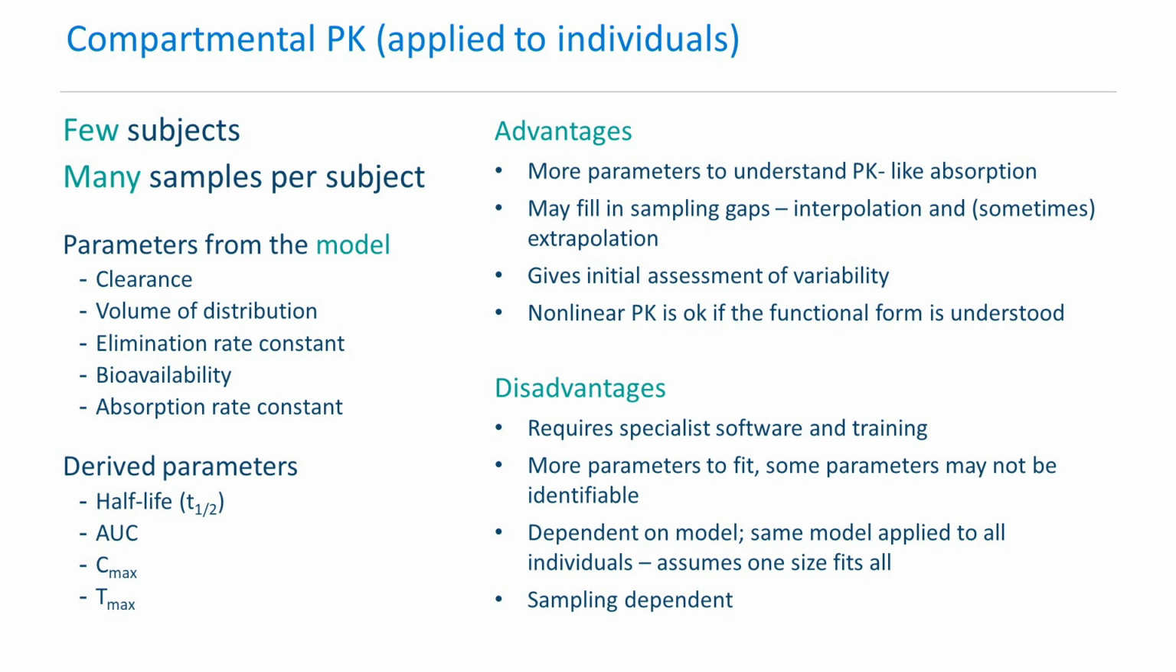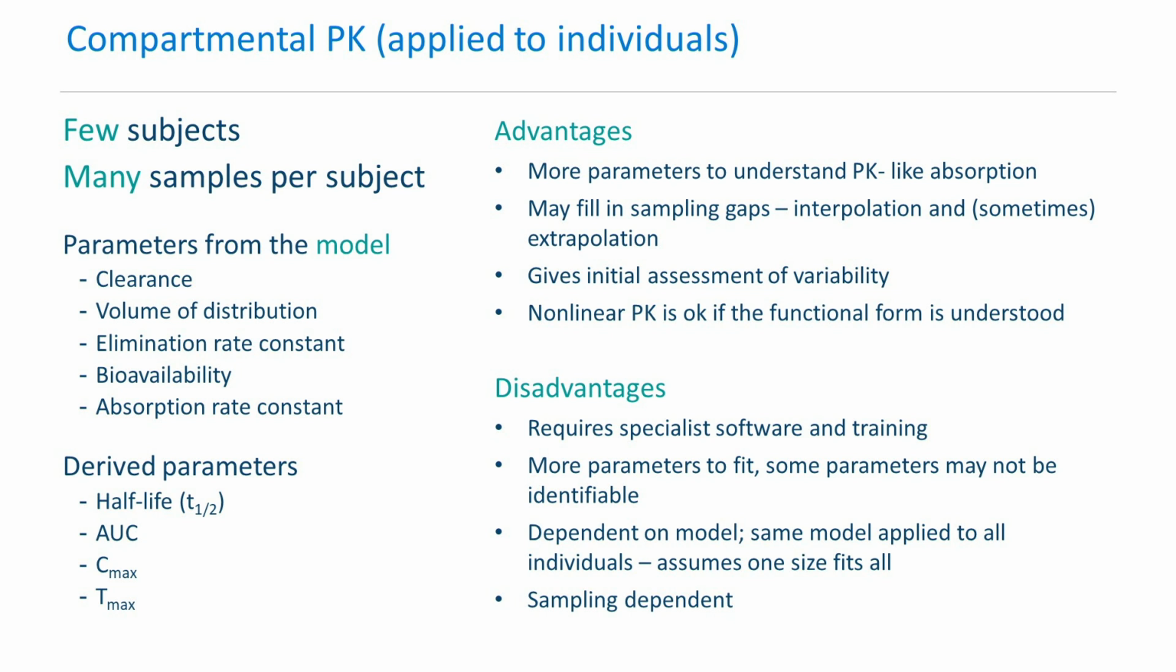So we start with our parameters from the model. So in the model, we estimate the clearance, volume of distribution, the elimination rate constant, and then again, depending on whether or not we have IV and oral data, the bioavailability and the absorption rate constant. And then we derive the parameters that we would normally take off of the plot in non-compartmental analysis, like AUC, Cmax, and Tmax.